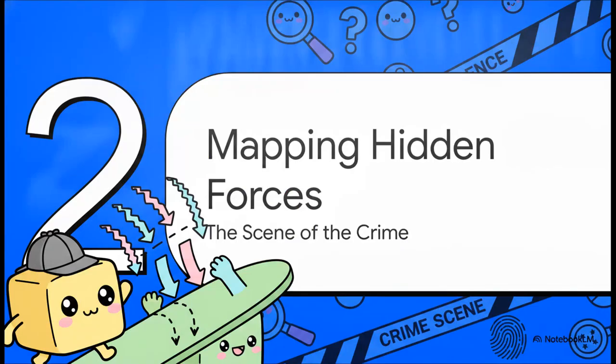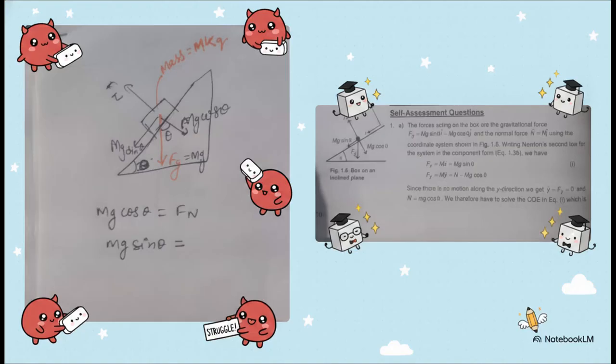All right, Section 2, mapping the hidden forces, the scene of the crime. Just notice the contrast here. On the left, we've got this messy, hand-drawn sketch, complete with scribbled-out mistakes and red ink. And on the right, the pristine, polished textbook diagram of the exact same problem. When you're mapping out physics problems, your initial notes might look totally chaotic. But the core physics concepts, the block, the angle theta, the arrows pointing in different directions, they are exactly the same in both. The underlying truth honestly doesn't care how neat your handwriting is.